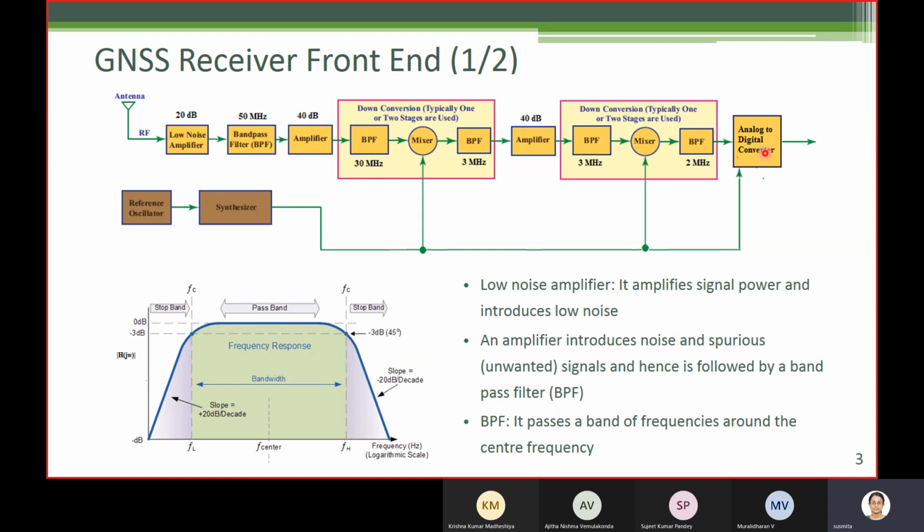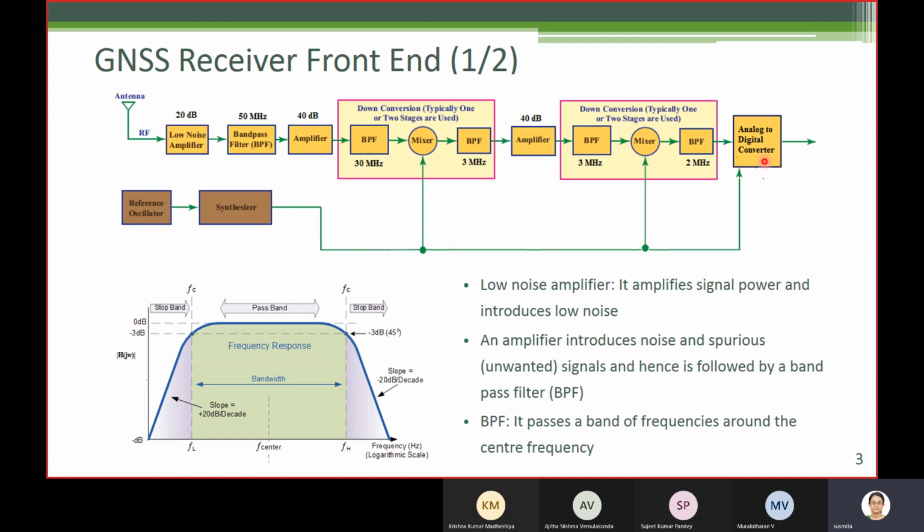Now let's see how they are performed. We are not going to discuss the analog to digital conversion in more detail. We'll just note that there is a block at the end of the front end, the analog to digital converter, which performs that job. It converts the analog signal into digital form.